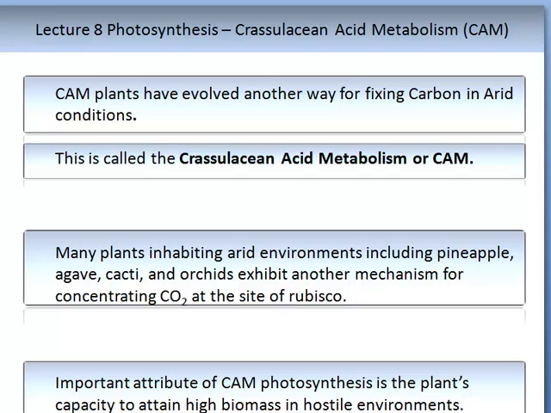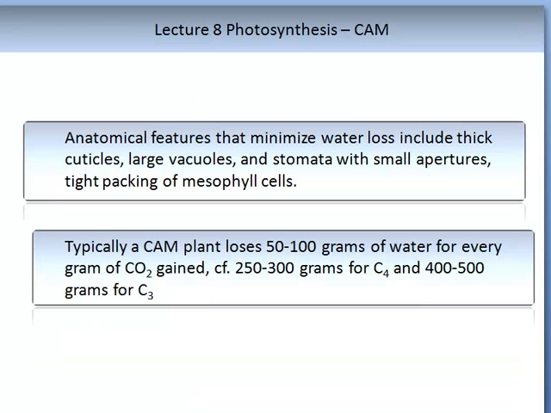Some examples of CAM plants include pineapple, agave, cacti and orchids, and they all exhibit another mechanism for concentrating carbon dioxide at the site of Rubisco. An important attribute of CAM photosynthesis is the plant's capacity to attain high biomass in what is considered otherwise to be hostile, arid, hot, dry environments.